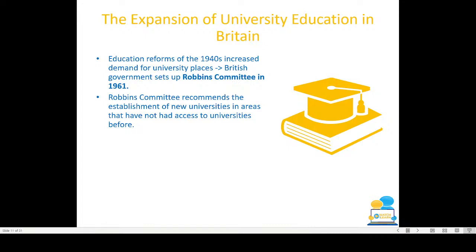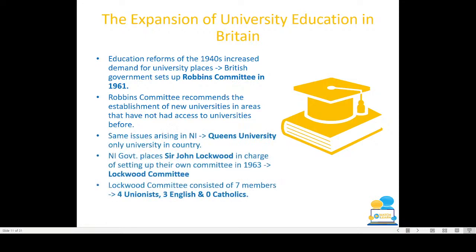After the welfare state, second level education became free to all of those above 11, and more people were now looking to extend their education and go into third level. And the same issues were arising in Northern Ireland. So Queen's University was the only university in the country, and the Northern Ireland government places Sir John Lockwood in charge of setting up their own committee in 1963. So this was going to be called the Lockwood Committee.